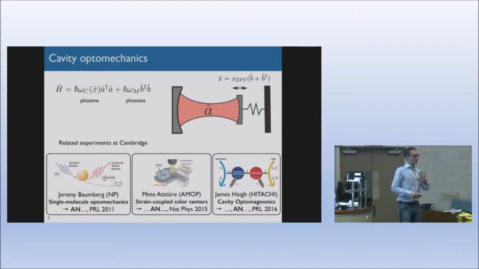At Cambridge, we don't have one of those experiments, but we have several which are related. One Jeremy was talking about earlier, which uses a single molecule, and then we have here color centers which are tuned by strain, and also collective, not mechanical but magnetic, interactions which can be coupled to light and microwaves.